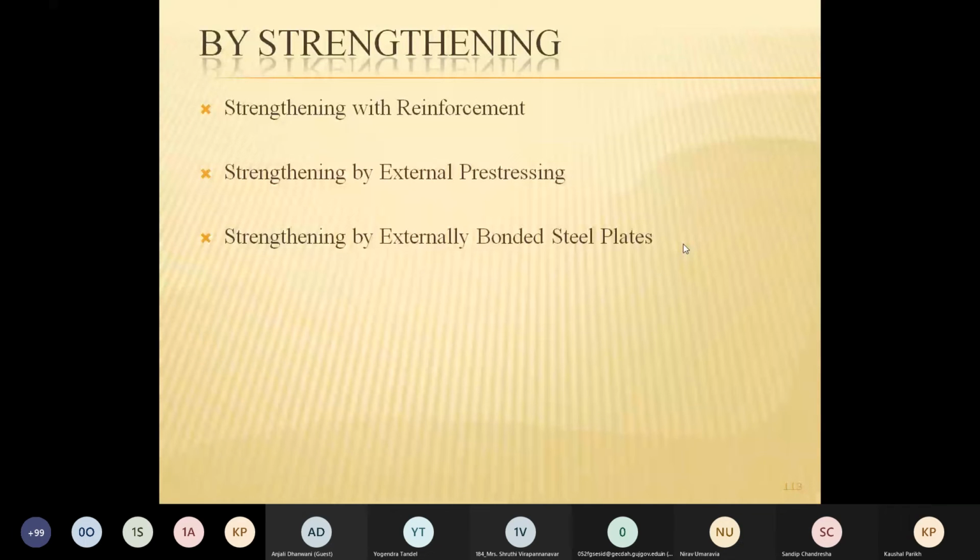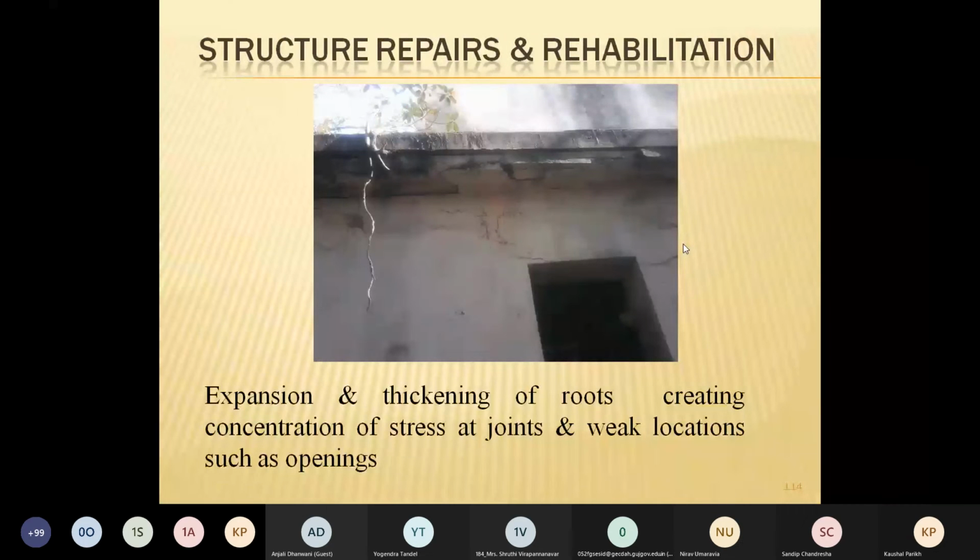Now some typical examples where repairs and rehabilitation are required. In one of the images, the roots of trees affect a joint of beam and slab, which weakens the place, and cracks will be there. So here we have to apply a specific strategy for the repairs.